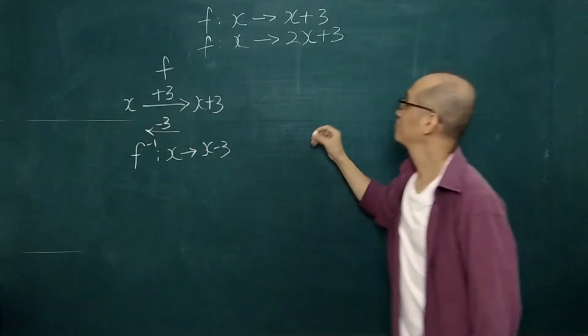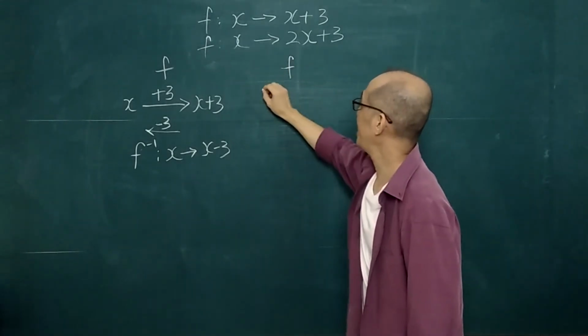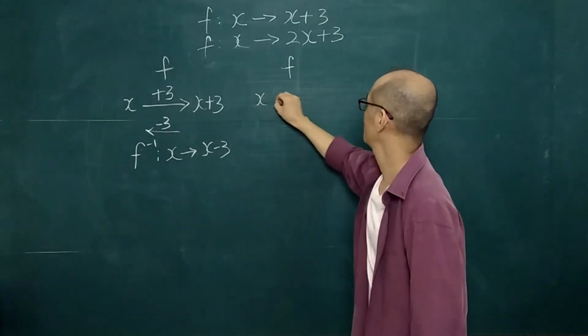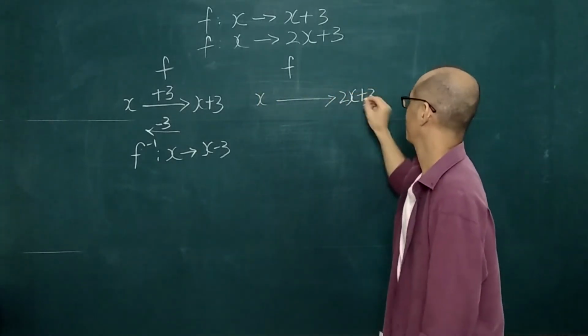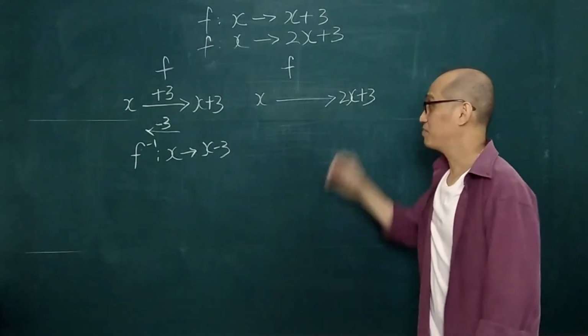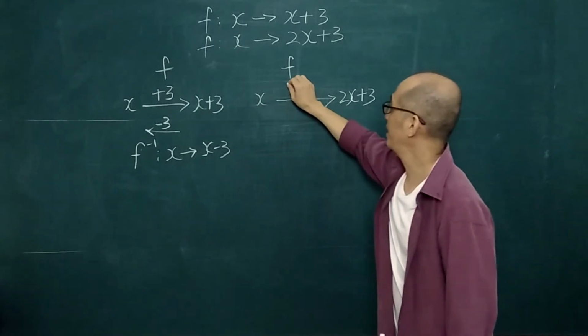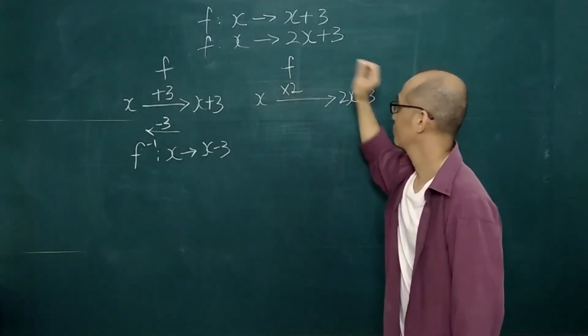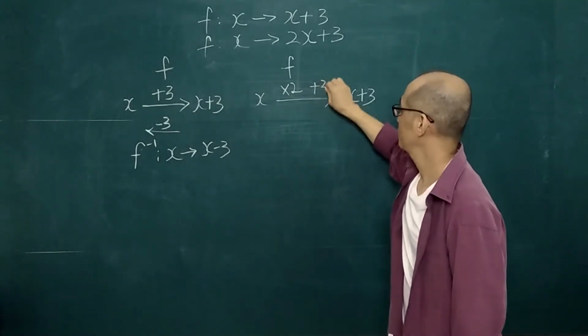Let's look at the second one. The second function, function f maps x to 2x plus 3. Now what happened here is, first we multiply x by 2 and then we add 3 to the product.